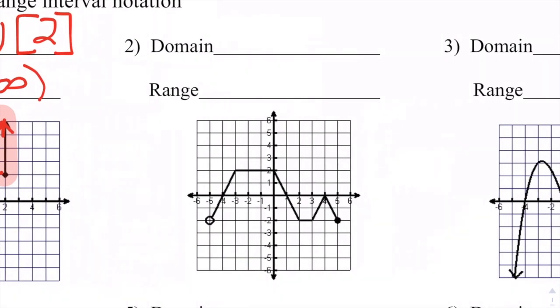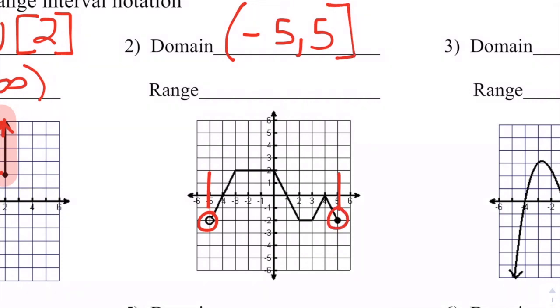Now if we look at number 2, our domain, we're going from right here at -5 over to 5. So I'm going to start by writing -5 to 5. There's no breaks in the graph, and there's an open circle at -5, so we use a parenthesis because we don't want it included. And there's a closed circle at +5, so we want to use a bracket there to include it.